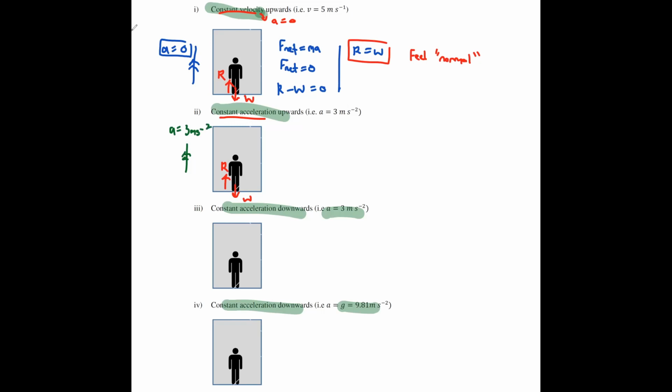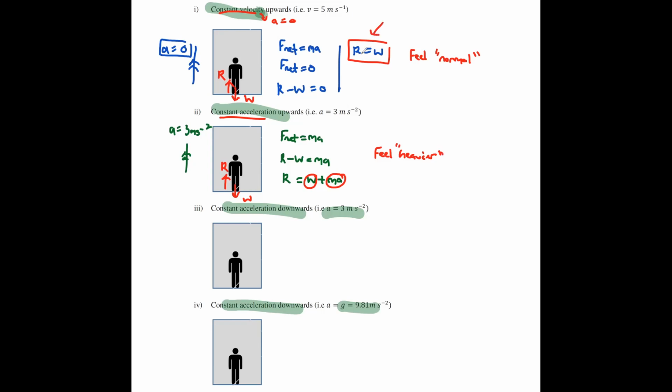So right now, I try to use the equation Fnet equals ma. My Fnet is not going to be 0 because I have some value of acceleration. My Fnet here is going to be R minus W equals ma. My R is going to be W plus ma. So in this case, your weight is being added upon by another thing equivalent to ma. So here you will actually feel heavier.